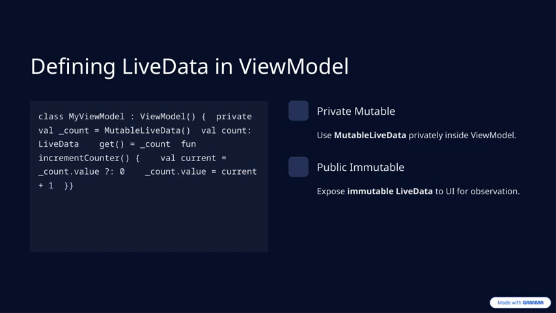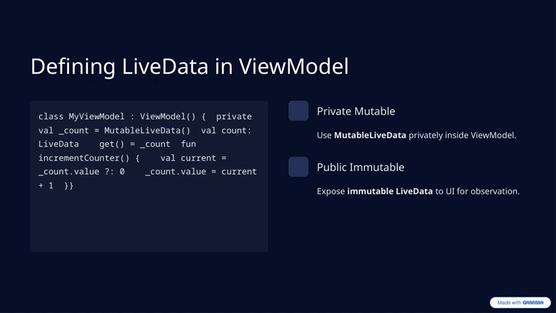Let's take a closer look at how we define live data in a ViewModel. In this example, we have a class called MyViewModel that extends ViewModel. Inside, we declare a private mutable live data object called count. This private property allows us to modify the data within the ViewModel itself, ensuring that the data can be changed only internally. Then, we expose a public live data named count, which simply returns the count object. This way, the UI can observe the count, but it cannot modify it directly.